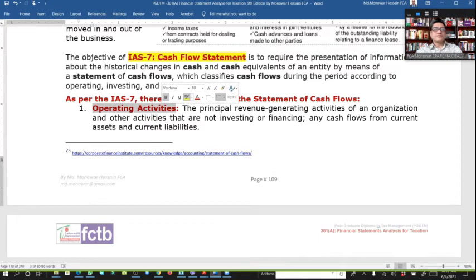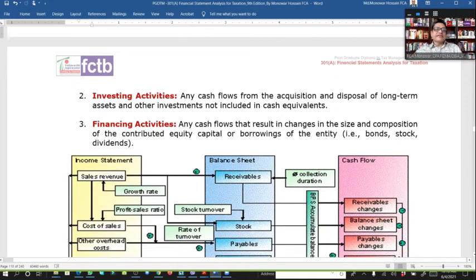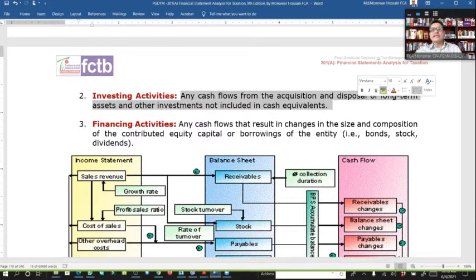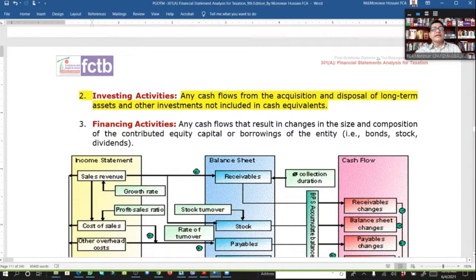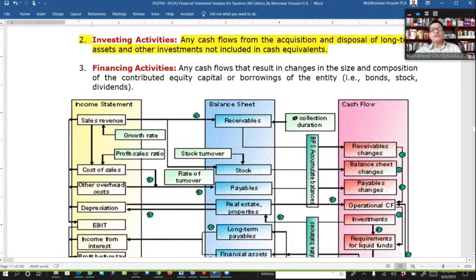One is operating. So what is operating? The objective of the company, our mission, vision of the company, whose purpose established the company, that activity is the operating activity. The principal revenue generation activities of an organization and other activity that are not investing or financing. And any other cash flow, current asset or liability comes under operating activity. And for investing activity, we know any cash flow from acquiring an asset or disposal of an asset, for the long time, is investing activities. And financing, how the company will be able to run, that's when we collect the money for the capital purpose, that is the financing.